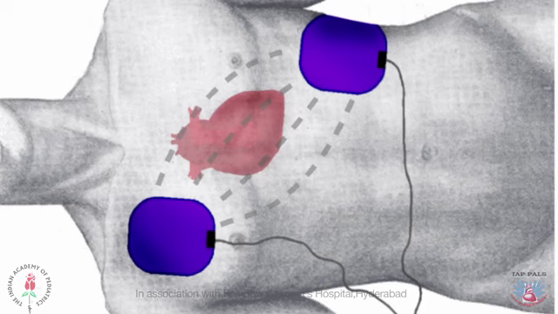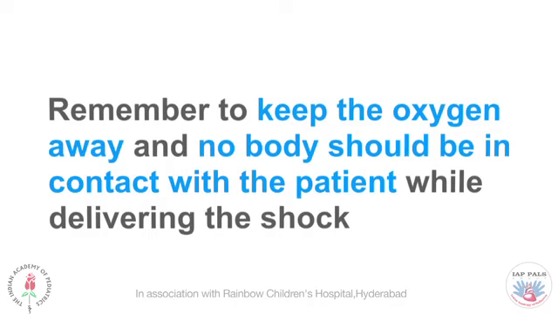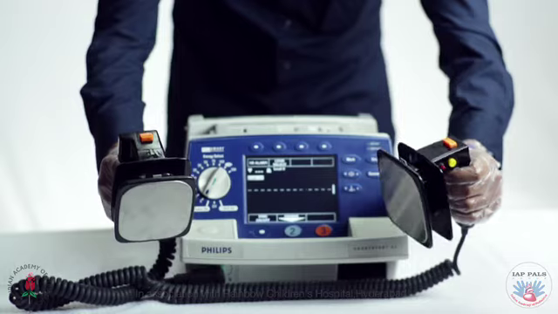Keep one blade on the right upper chest just below the collarbone. Place the other blade on the left side of the chest just below the nipple. Make sure to keep a distance of more than 3 centimeters between the blades. Make sure everybody is clear by saying, "I clear, you clear, all clear." Remember to keep the oxygen away, and nobody should be in contact with the patient while delivering the shock.